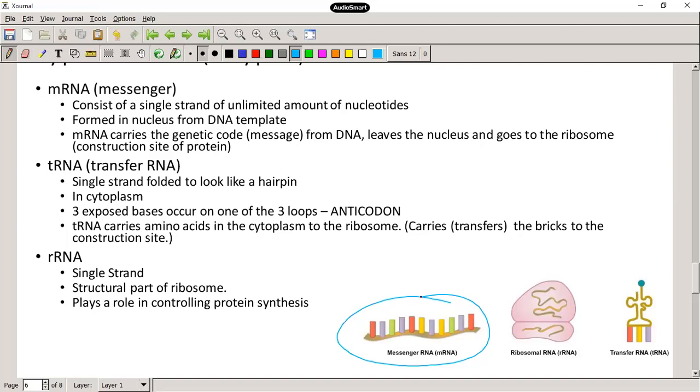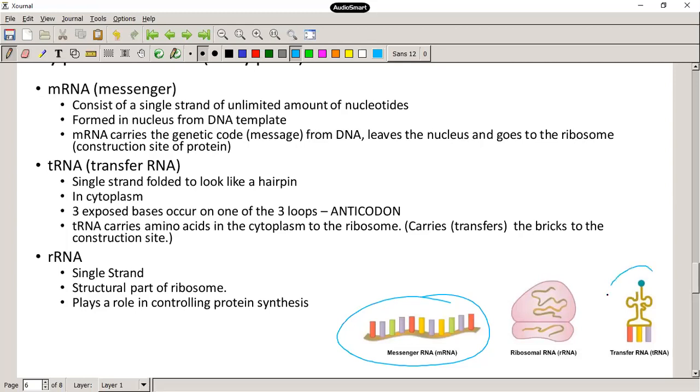The messenger RNA: single strand, unlimited amount of nucleotides, formed in the nucleus from the DNA template. mRNA carries the genetic code from the DNA, leaves the nucleus and goes to the ribosome. And the ribosomes are the construction sites of proteins.